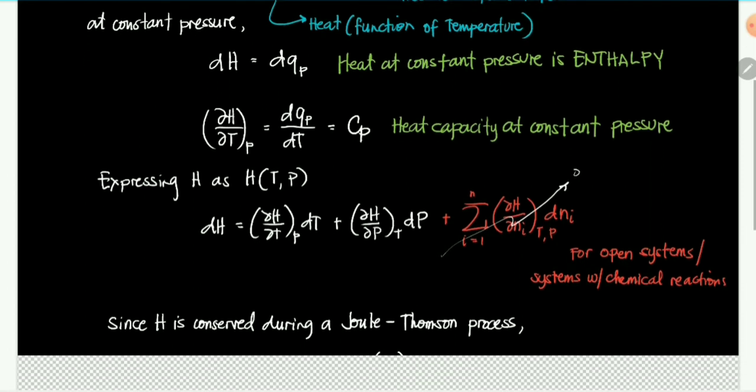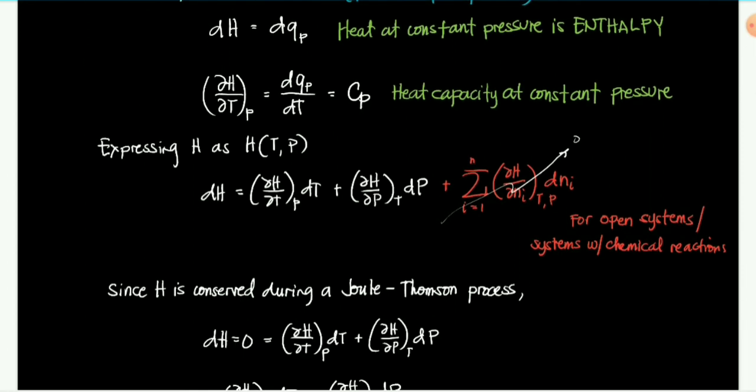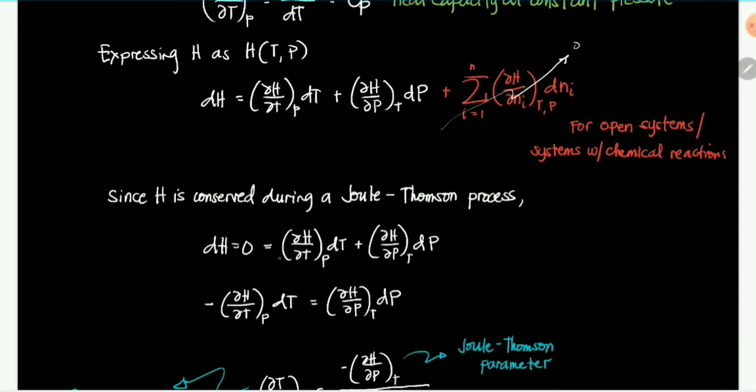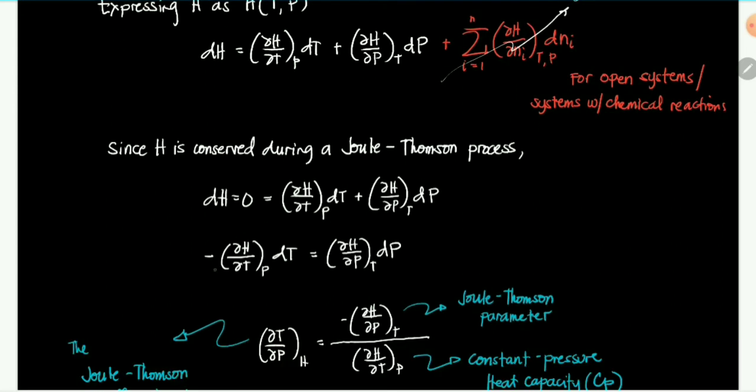Okay? So now, since we have established the concept of enthalpy, let's go back to the Joule-Thomson process. Since enthalpy is conserved, dH is equal to 0. So we are familiar with Euler's reciprocity relation. If we set dH to 0, and H is a function of temperature and pressure, as we see here, partial H partial T at constant P dT, plus partial H partial P at constant T dP. Okay, we rearrange to get this.